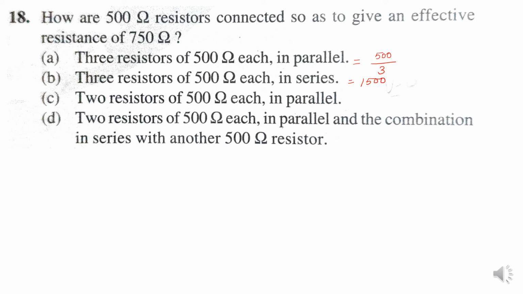And see, 2 resistors in parallel. So here we get 500 by 2. And the last one should be the correct answer. 2 resistors of 500 ohm each in parallel, so parallel means that is 250. Correct. And the combination in series with 500, so that is equal to 750 ohm. That is our answer. So D is the correct answer.